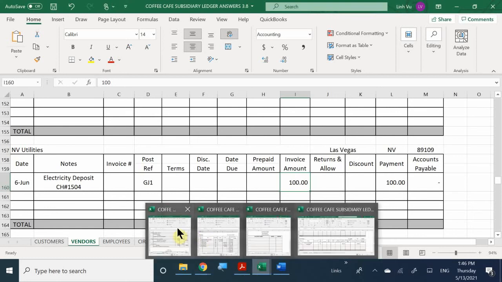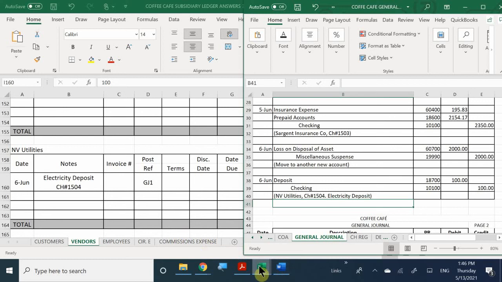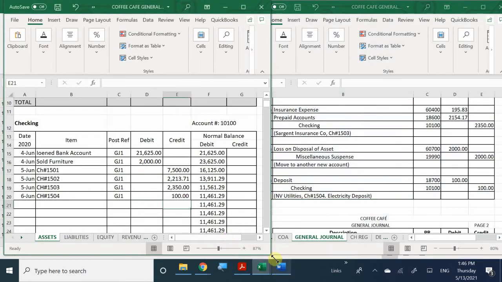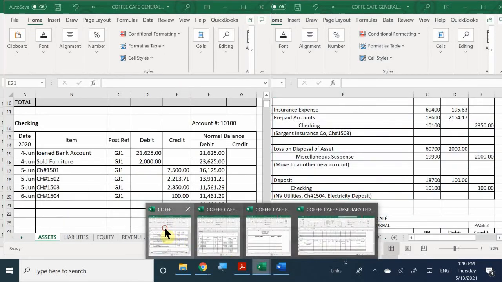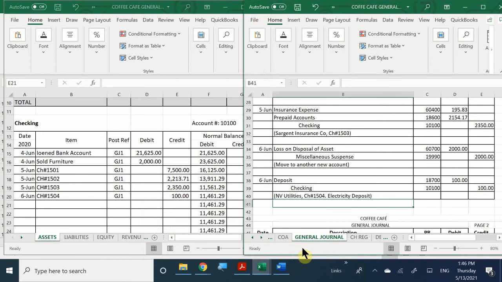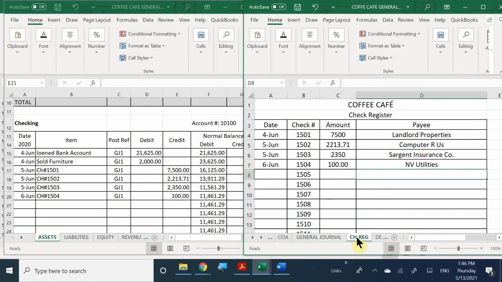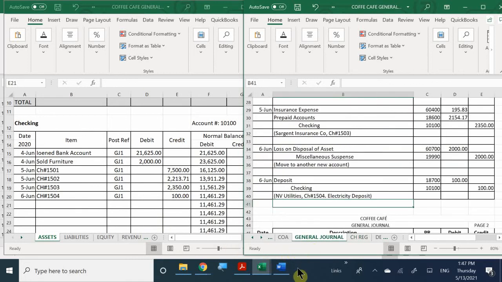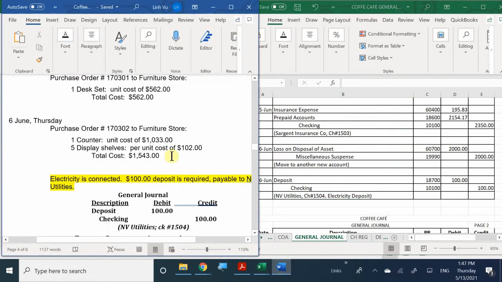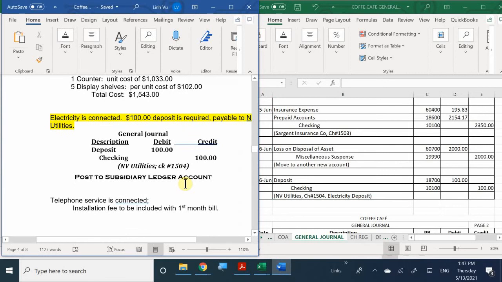Okay, so here's what we did first. We journalized the transaction, okay? We wrote our check, okay? We entered it into our ledger accounts and we updated the subsidiary ledger. So therefore, we are now completed with that transaction and we can go ahead and move on forward, okay?